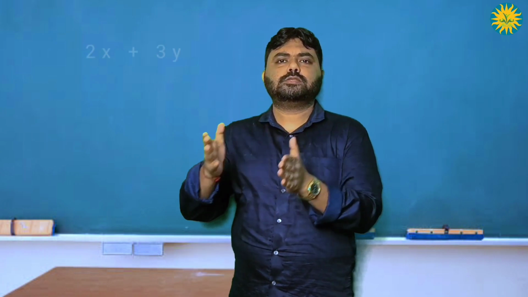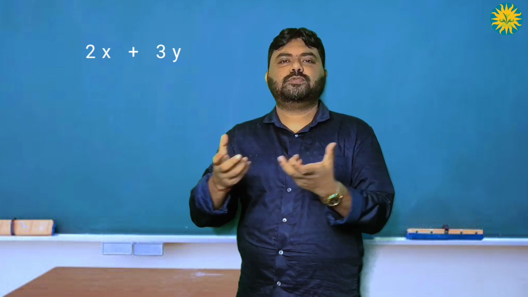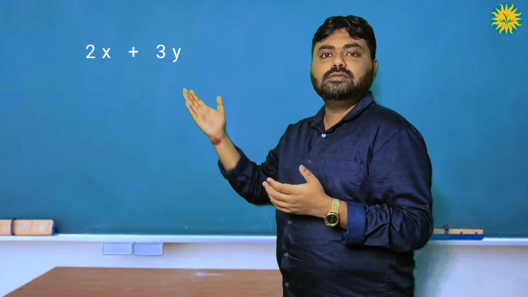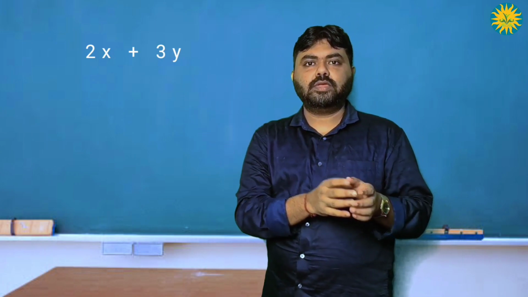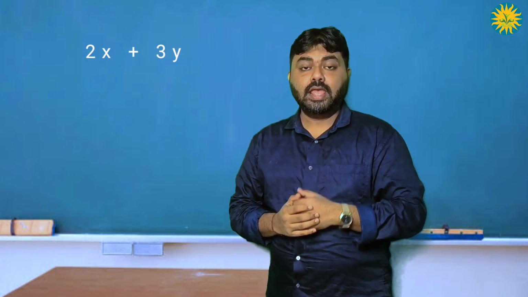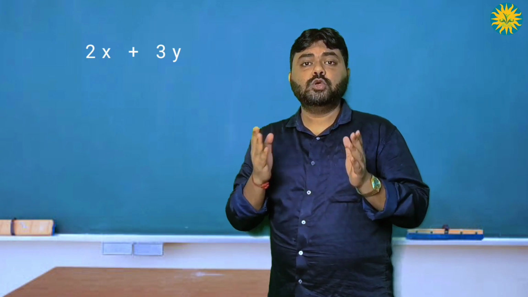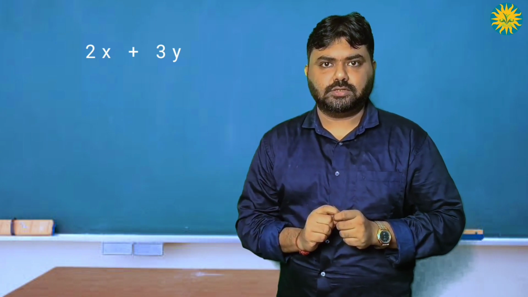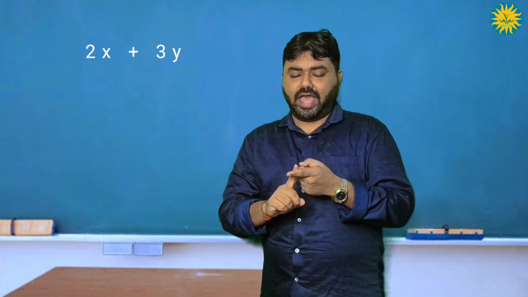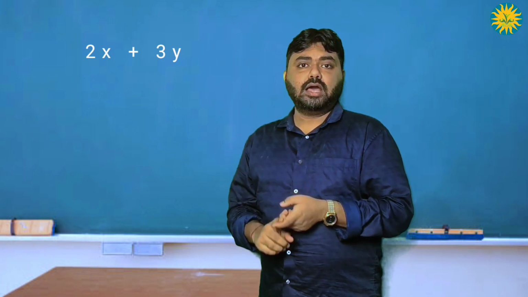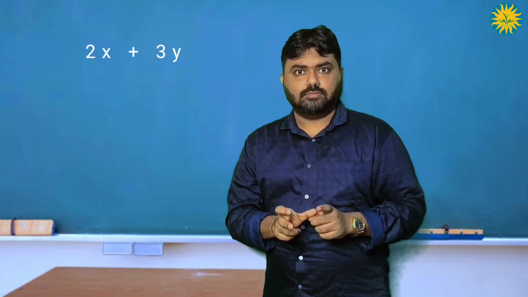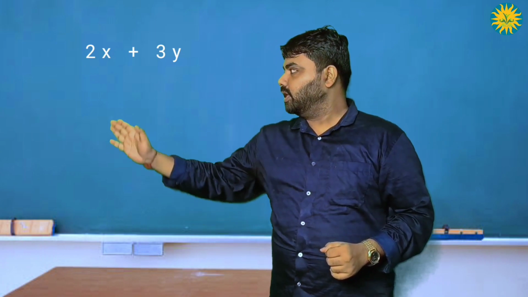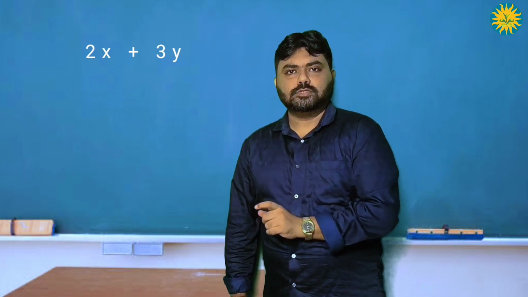Suppose we are saying 2x plus 3y. We cannot add 2x plus 3y since they are unlike terms. So what exactly are these terms? 2x is a separate term and 3y is another separate term, and we separate these two terms with a plus sign. That is, there are two terms in this expression. One is 2x, the other is 3y, and these two terms are separated by a positive or plus sign. So here there are two terms.